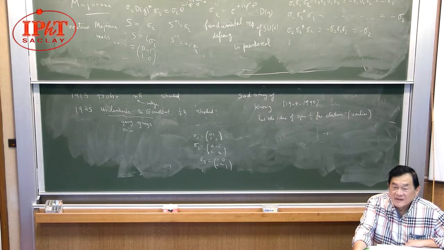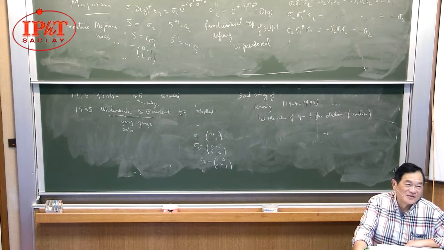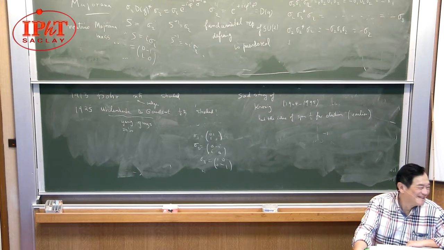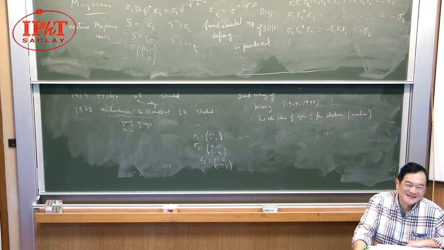So there are two lessons here for the young people in the audience. If you think you have a good idea, don't mention it to an older person. You should quickly publish, especially don't mention it to Pauli, who, once he realized it was a good idea, took over.